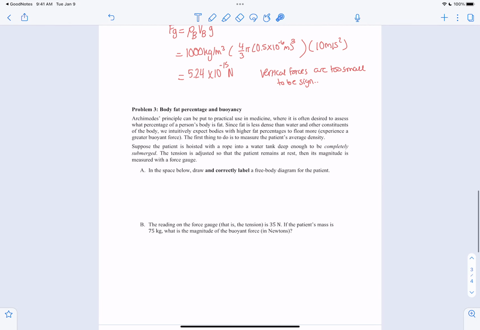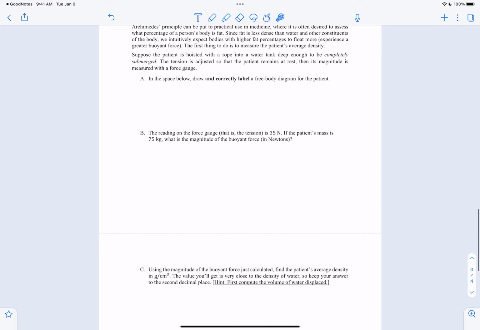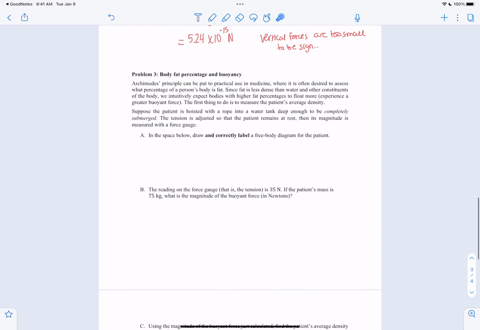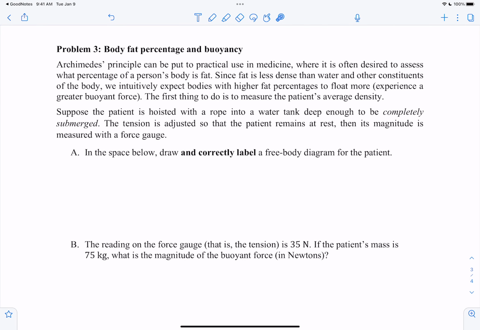All good for problem 2? We still have problem 3, and problem 3 is long. But hopefully we can get problem 3 done pretty quickly here. If everyone's good for problem 2, problem 3 is body fat percentage and buoyancy.